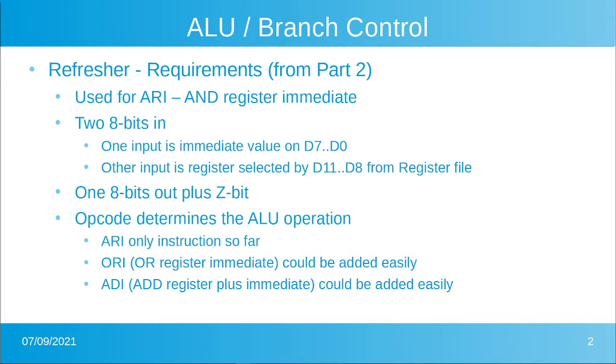In the ALU, it takes two 8-bit values in. One is the immediate value in the instruction from bit 7 down to 0, and the other one is the register that is selected from the register file by D11 down to D8. So basically, you can look at the instruction and know which register it's coming from and what the immediate value to AND it with is. The result of the ALU is an 8-bit result that's stored back into that register that was addressed by 11 down to 8, plus a 0-bit that said that the result of that ANDing produced the 0 result.